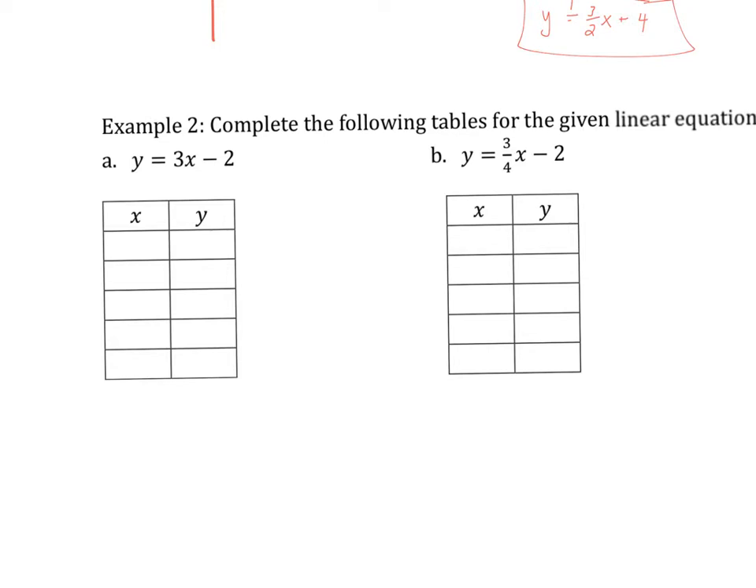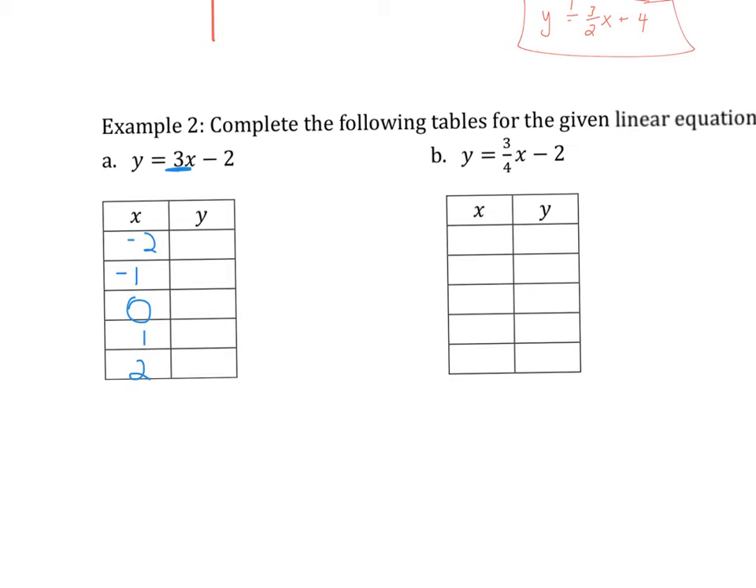I like to pick 5 points, one of which is always 0, because 0 is easy to plug in. I look at the coefficient on x. If y is solved for and the coefficient on x is a whole number or an integer, then I just go 0, 1, 2, and then I put negative 1 and negative 2 on the side. That means I have 2 points to the left of 0 and 2 points to the right. Then we're going to plug each one of those in.